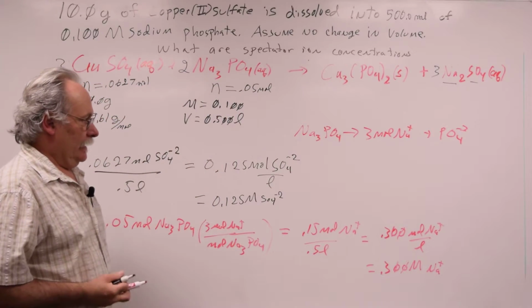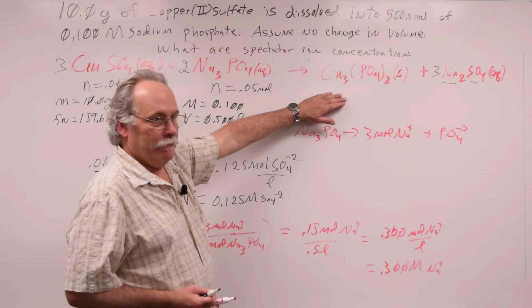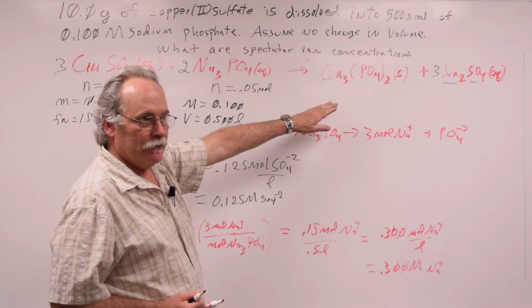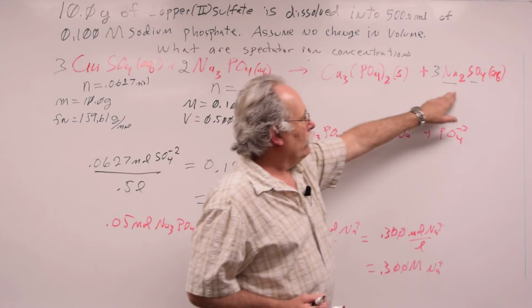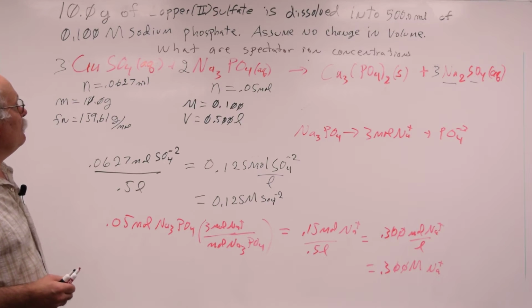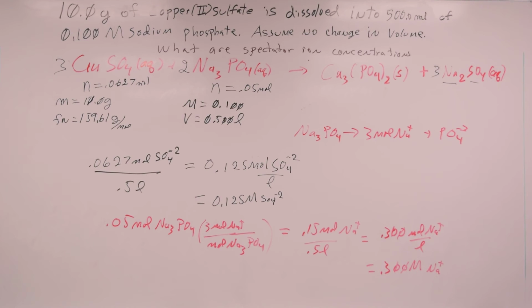So now we see that we have calculated the mass of precipitate, the concentration of the excess reagent, and the concentration of the spectator ions, which is probably about all the questions you can answer with this problem. Thank you. All right.